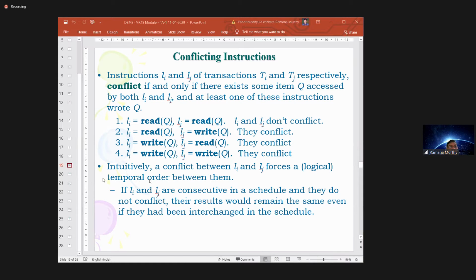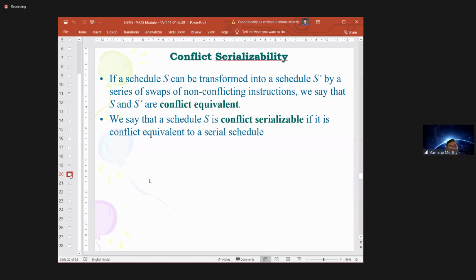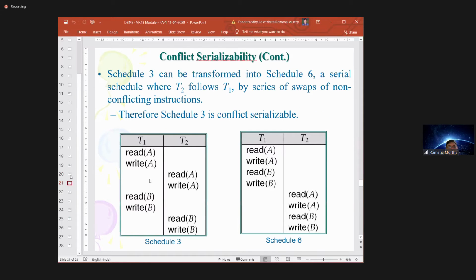That is the reason, whenever you are doing conflict serializability, we are identifying whether both operations are conflicting with each other or not. If not conflicting with each other, whatever the order given in the schedule, we can perform those operations.